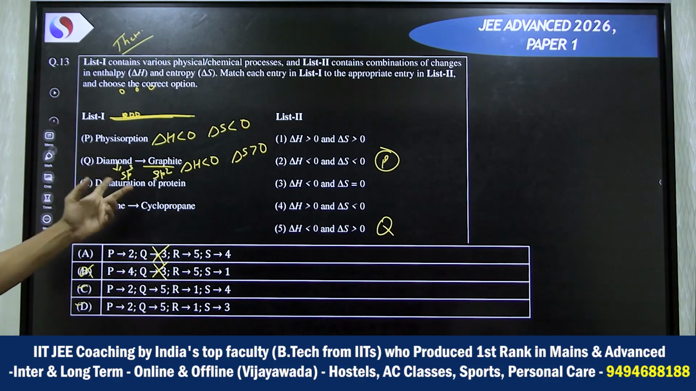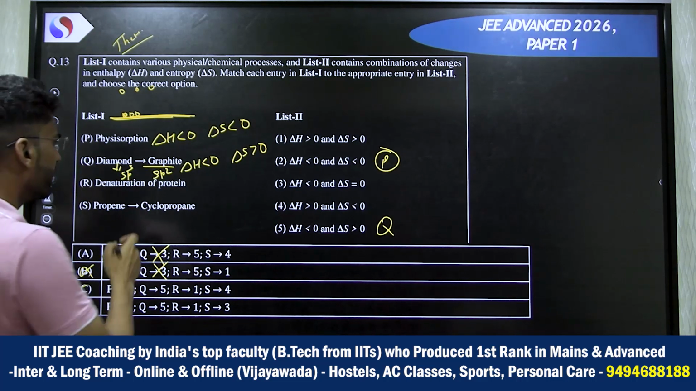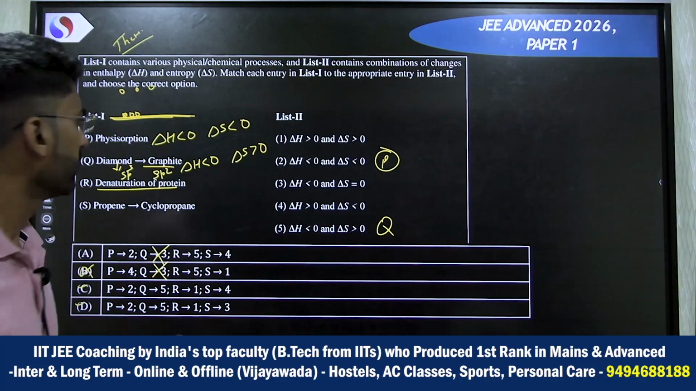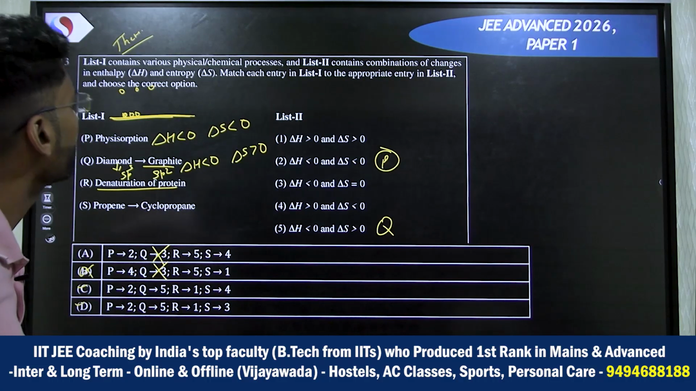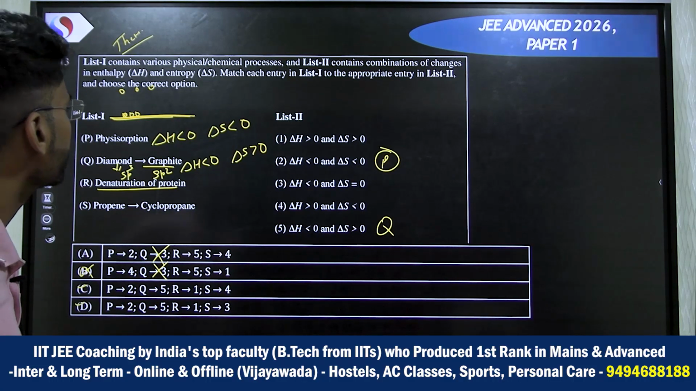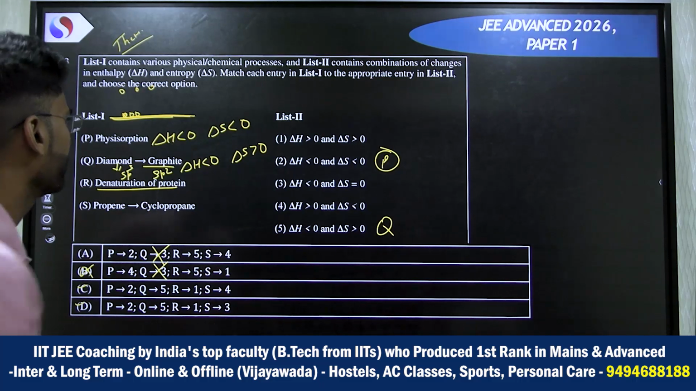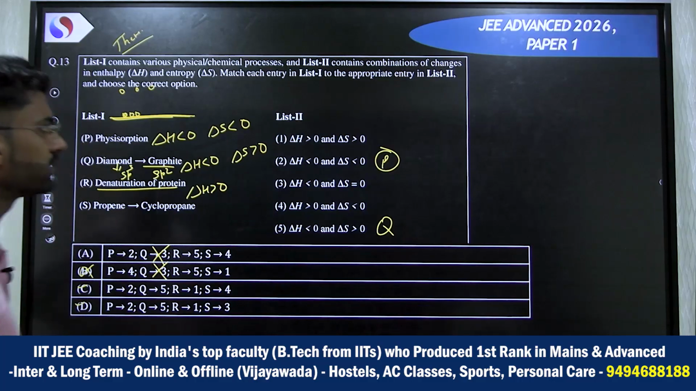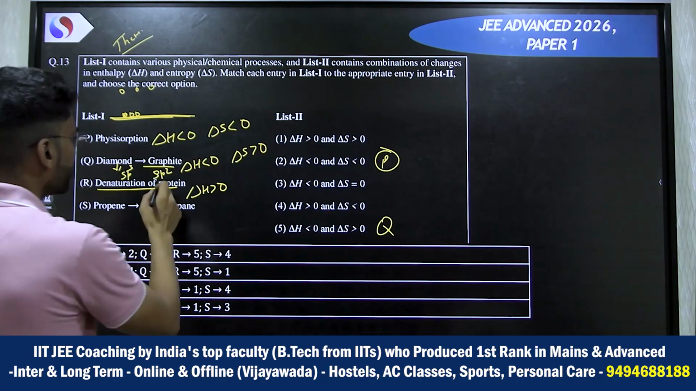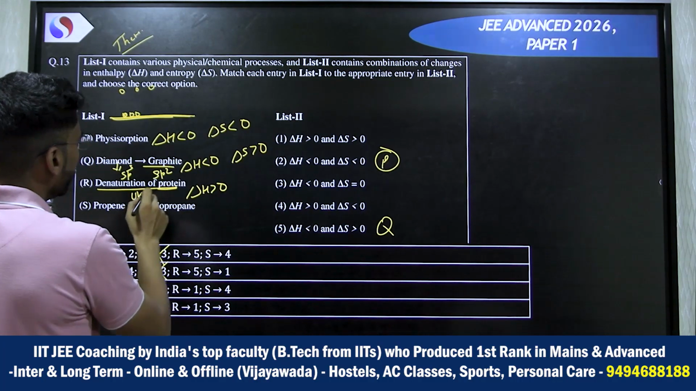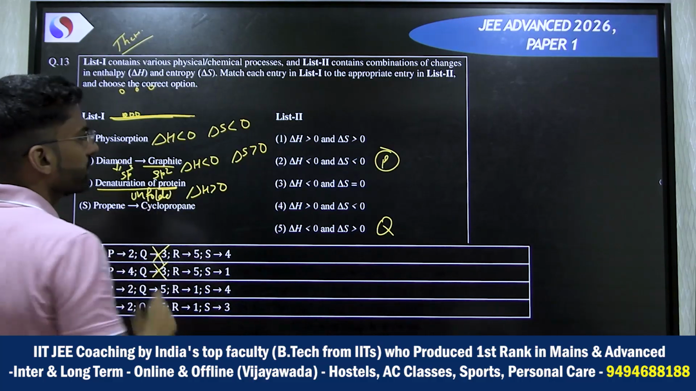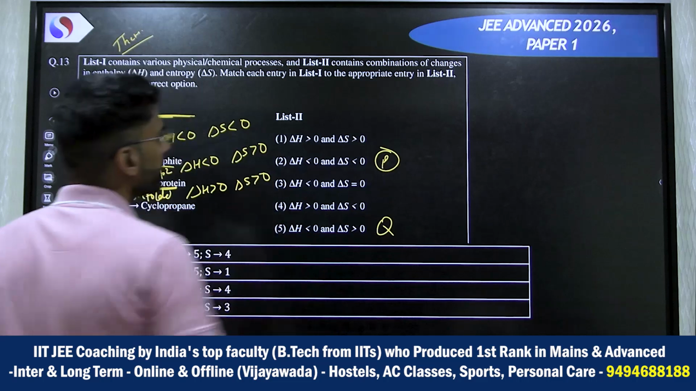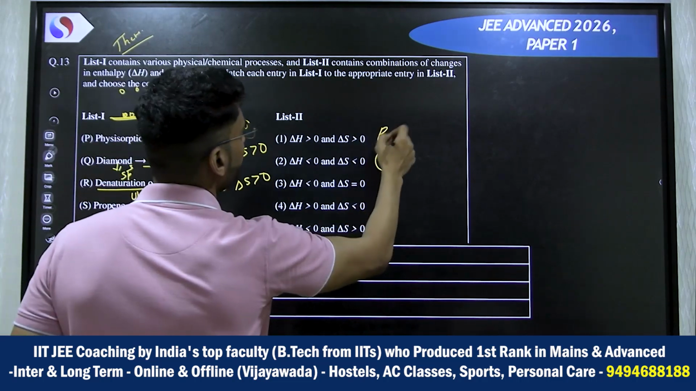Anyway, we know the denaturation of proteins. Denaturation of protein means what? If you remember the example of boiling of an egg, what happened in this case? If you have to boil, you have to provide energy, so delta H will be greater than 0. And the protein molecules get unfolded, so delta S will be greater than 0. So R will be equal to 1.